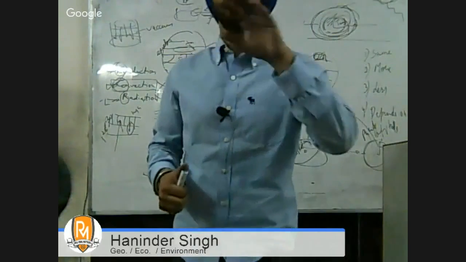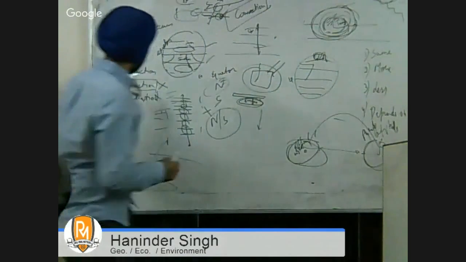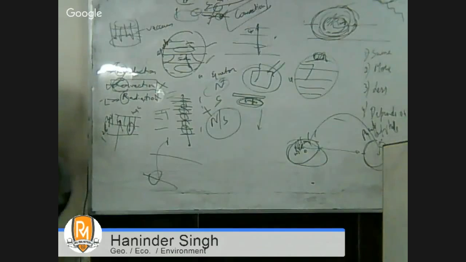What he's saying is that upwelling and downwelling of water, can it be termed as conduction, convection, or radiation? You tell me. Why none of these?